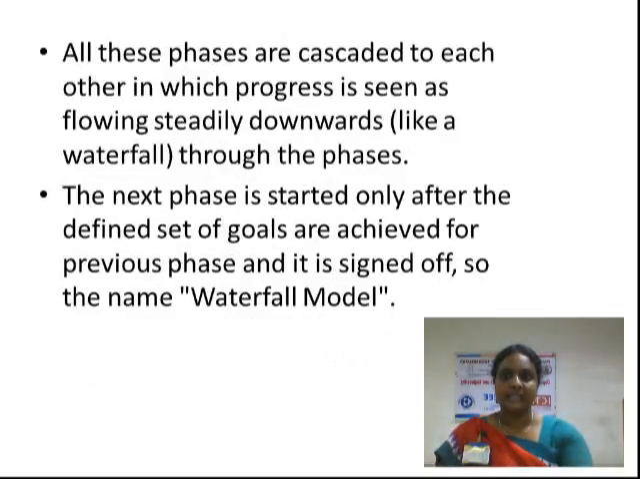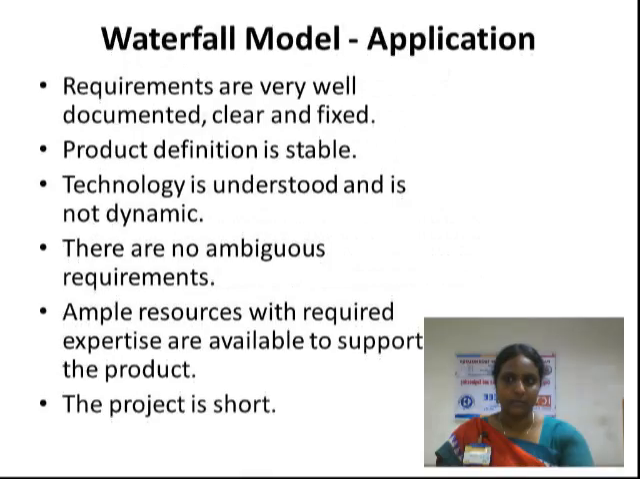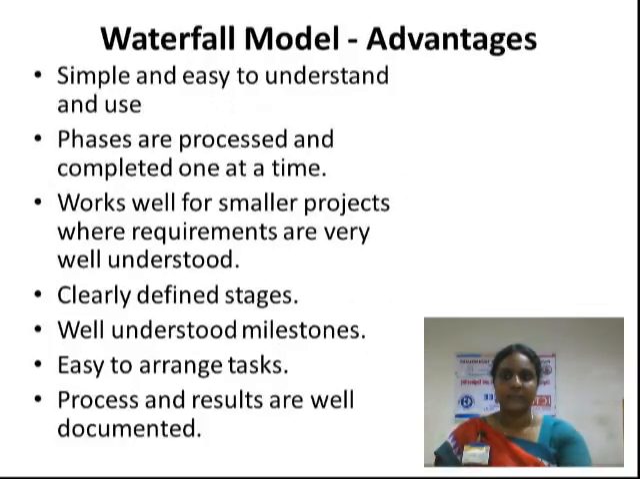All these phases are cascaded to each other, in which progress is seen slowly and steadily downwards like a waterfall. The next phase is started only after the defined set of goals are achieved for the previous phase and it is signed off, so it is called a waterfall model. Some of the applications of a waterfall model are: product definition is stable, technology is understood, no ambiguous requirements, and the project is short.